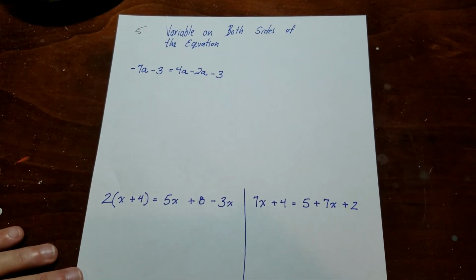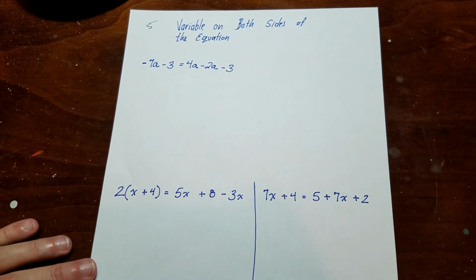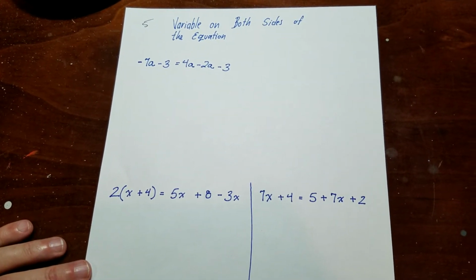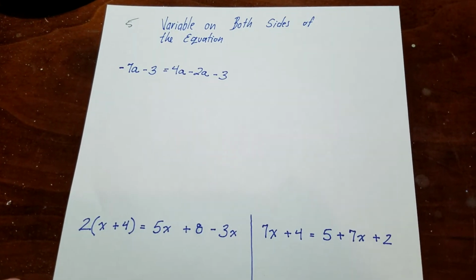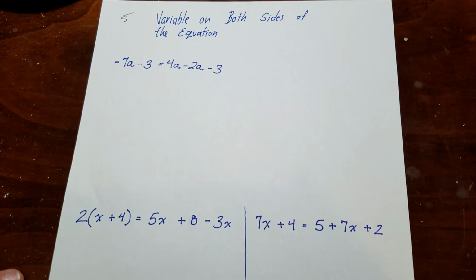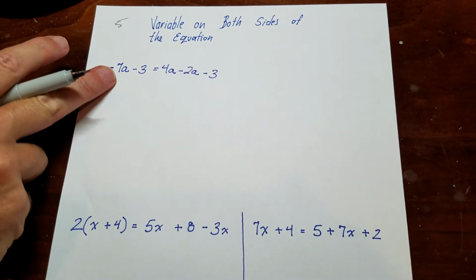All right, so this is the 5th lesson on solving equations, and what we're going to talk about is what to do when you have an equation and there's a variable on both sides of the equation. So everything we've done so far, there's always just been a variable term on the left or on the right. If you look at this first problem here, I've got a variable over here, and then I've got some over here.